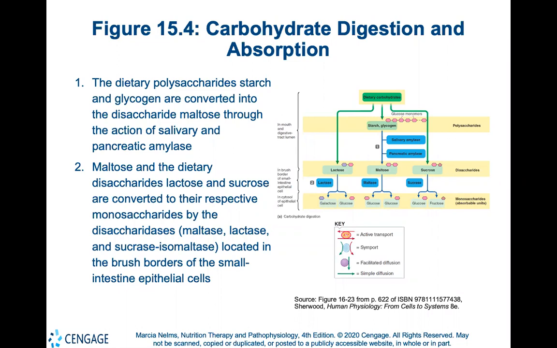Figure 15.4, carbohydrate digestion and absorption. Please review. Number one, the dietary polysaccharides, starch and glycogen, are converted into the disaccharide maltose through the action of salivary and pancreatic amylase. Please review this flow.